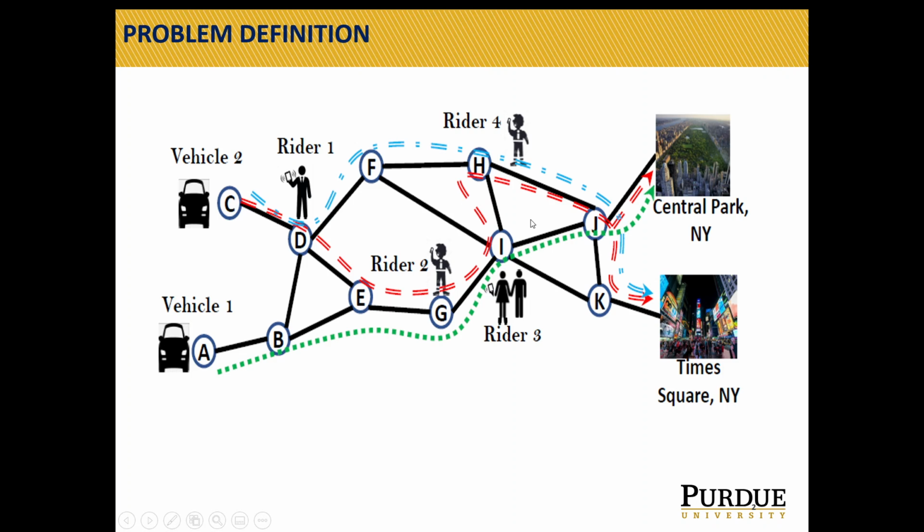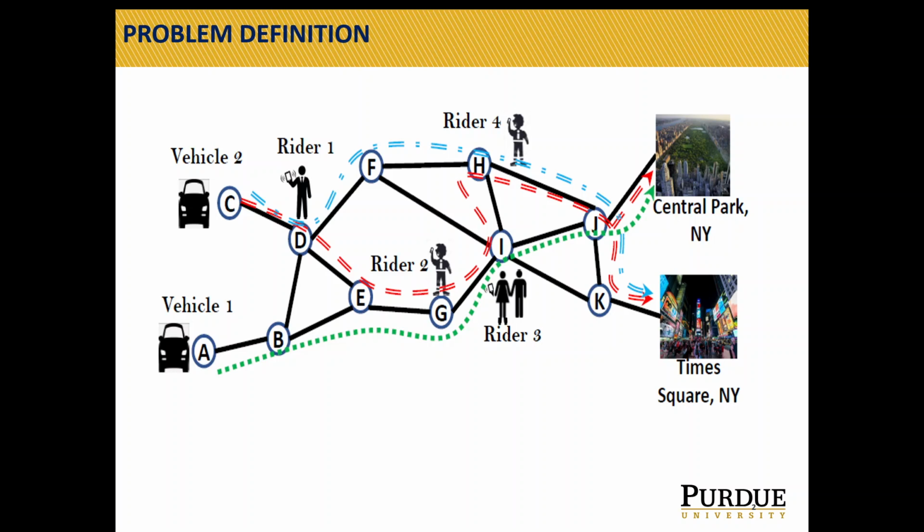Let me first introduce the problem using an example. In this slide, we have a schematic illustrating ride sharing in a graph consisting of regions A to K. There are 4 ride requests and 2 vehicles. A ride could correspond to 1 passenger or more, as in rider 3, we have only 1 request, though 2 seats are needed. The locations of both customers and vehicles are shown in the figure.